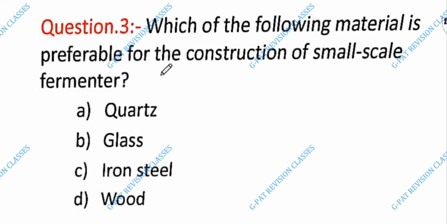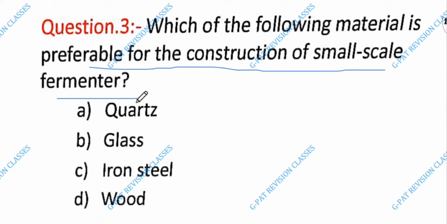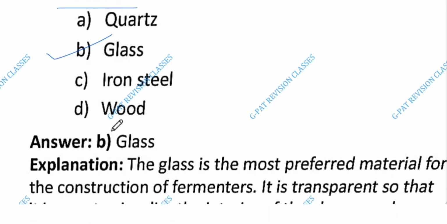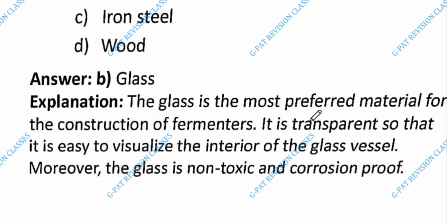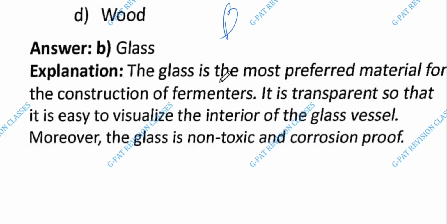Next is third question number. Which of the following material is preferable for constructing of a small scale fermenter? The answer is B. Glass. Explanation is the glass is most preferred material for the construction of fermenter. It is transparent so that it is easy to visualize the interior of the glass vessel. Moreover, the glass is non-toxic and corrosion proof.